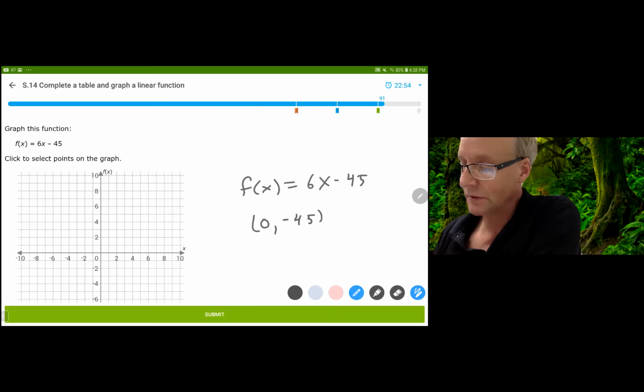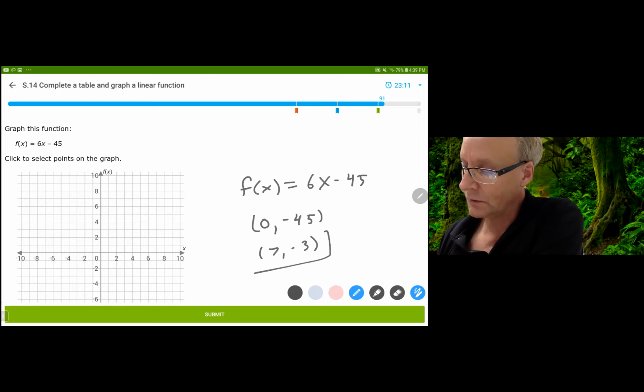So think about some numbers that might work. Can you think of one that's going to be on this graph for sure? Well, I want a number close to 45, don't I? So let's try 7. 7 times 6 is 42, minus 45 is negative 3. So I have a point right now. Now I want another one that's close to 45. What about 8? 8 times 6 is 48, and if I subtract 45, I get 3.